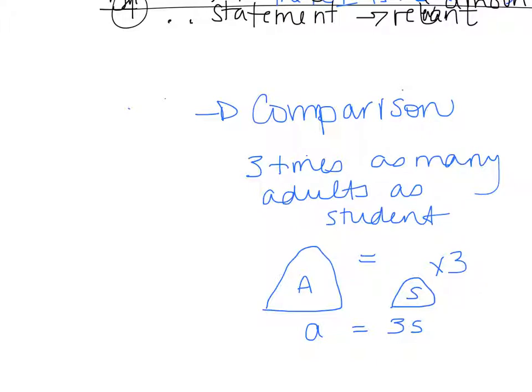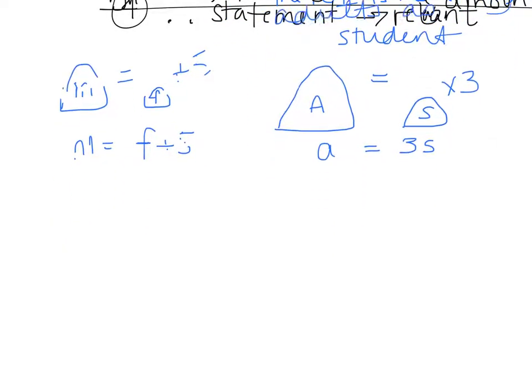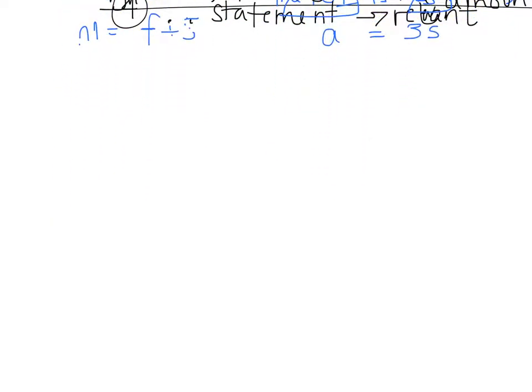If I said there were 5 more males than females in the room, that means there's more boys, so males is over here and females over there. If it's 5 more, I'd have to add 5 to the girls to make them equal. So it would be M equals F plus 5. That's an example of a comparison type question, and it's one you need to keep in the back of your mind when doing word problems, so you know how to create the equations for those.